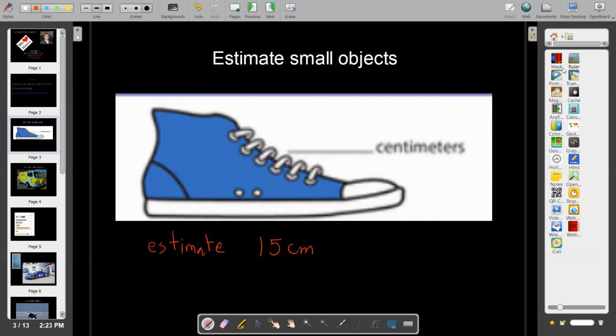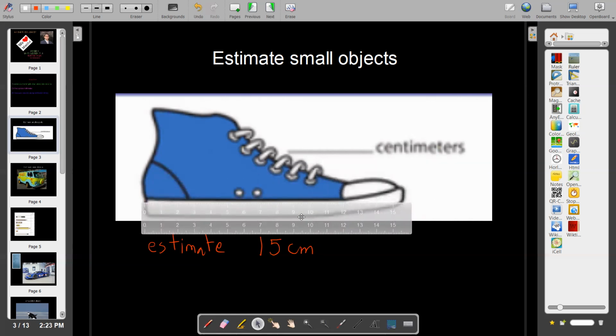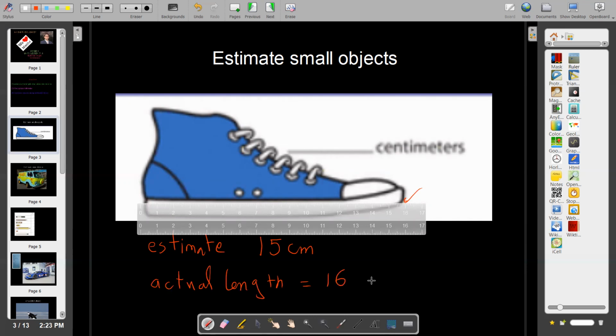What about the actual length? Actual length means I bring the ruler, the measurement tool, to measure its length. I put the zero at the start, and look here, it is 16 centimeters. So my estimate is a good estimate. The actual length equals 16 centimeters. So 16 is very close to 15. I made a good estimate. This is called a good estimate. Okay.